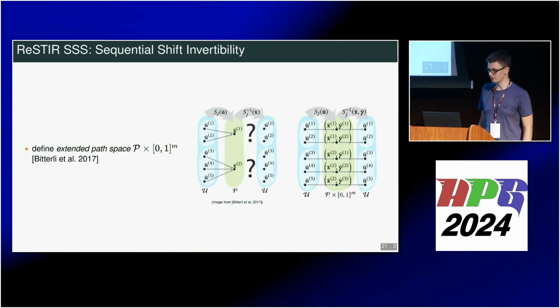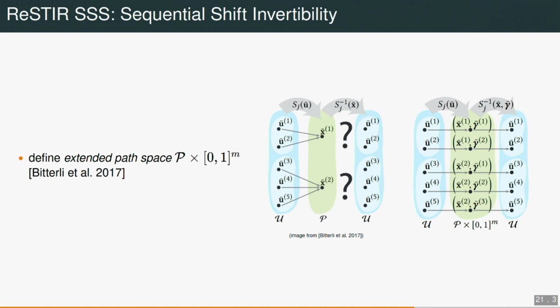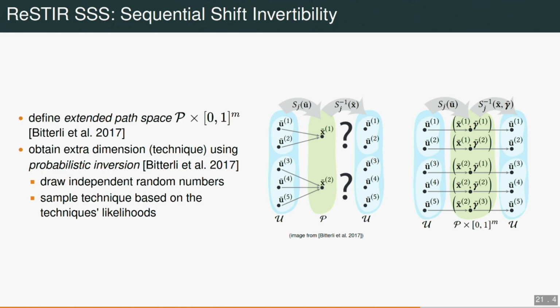Luckily, Bitterli and colleagues found a solution for this problem and originally applied it to Metropolis light transport. Their idea is that they define this extended path space where they fix this technique. So once this technique is known, they can make this technique-specific inversion. So how do we obtain this extra dimension or this unknown technique? This is why they introduce probabilistic inversion, and the idea there is that they draw new independent random numbers and sample this technique based on the technique's likelihoods. This means in practice that we just evaluate the technique-specific PDF.